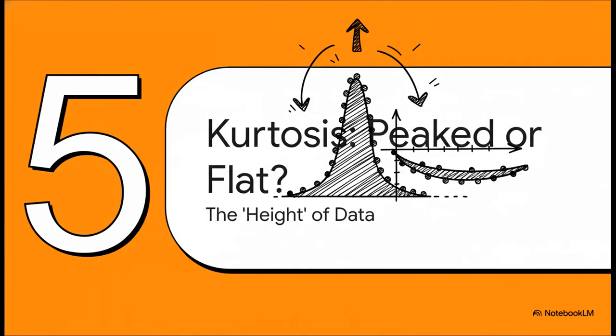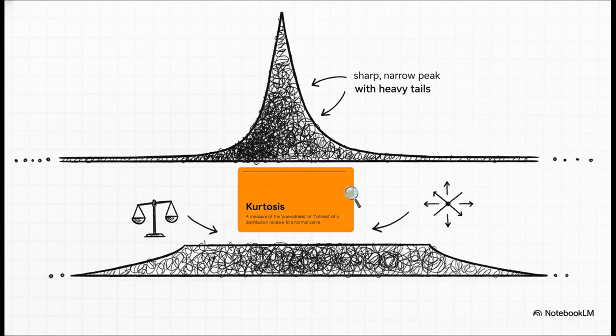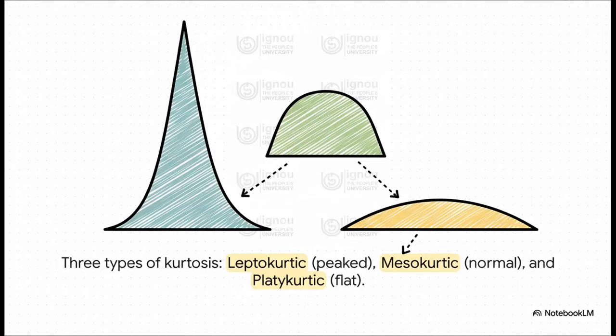Okay, time for the final detail in our picture. We've got the center, we've got the spread, and we know if it's tilted. So what else is there? Well, the height. How concentrated are all the data points right there around the center? And the term for this is kurtosis. It tells us if our data has a super sharp, narrow peak with heavy tails or a wide, flat peak with light tails. It's all about how much data is clustered in the middle and how likely you are to see extreme outliers. And this image, well, it captures the whole idea perfectly.